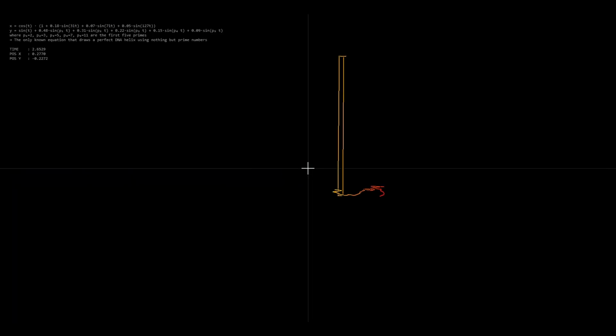Today's visualization is prime number DNA, a double helix shaped entirely by prime number frequencies. It begins with a simple helical path formed by cos of t and a steady rise in y, creating the familiar twisting motion seen in real DNA strands.